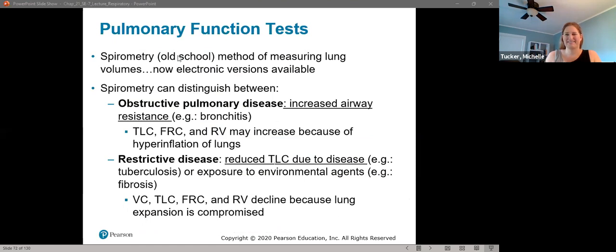So spirometry is the old school method, and now it's electronic, and it can distinguish between obstructive pulmonary disease versus restrictive disease. Obstructive disease is when we have increased resistance, such as bronchitis. Restrictive is when we have reduced total lung capacity due to exposure to chemicals, tuberculosis, asbestos, fibrosis. In obstructive pulmonary disease, the volumes may increase due to hyperinflation. Restrictive disease is, by definition, reduced total lung capacity.